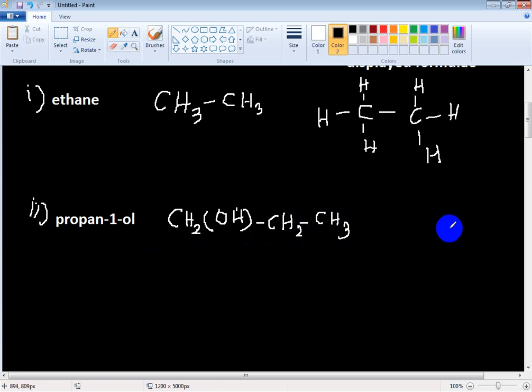Okay, now how will its displayed formula be? This displayed formula you have drawn already. This one you drew, I will not show. Your displayed formula is correct. You draw this displayed formula, I will not show this. I am writing only the structural formula.